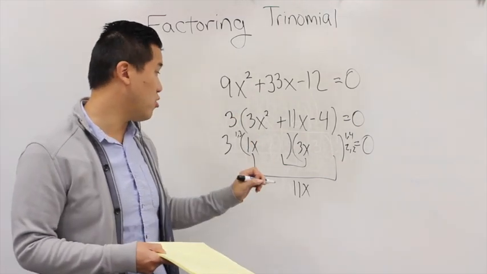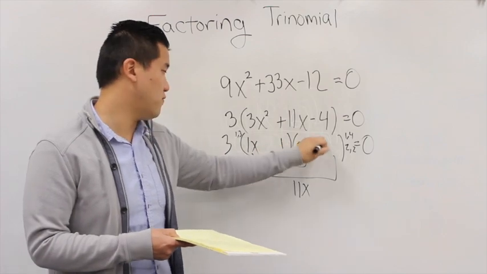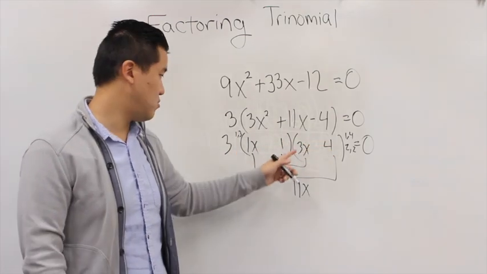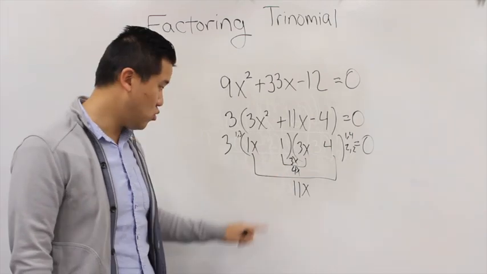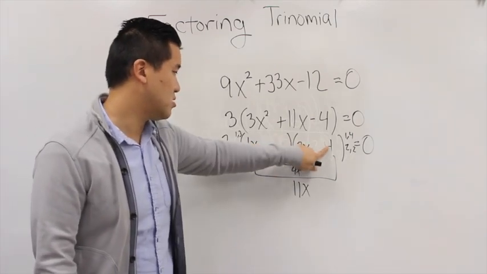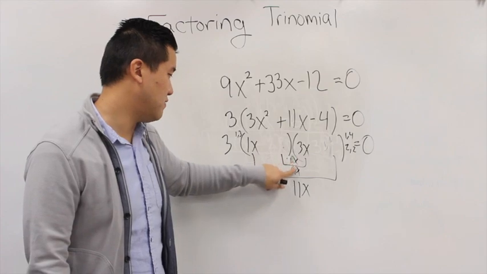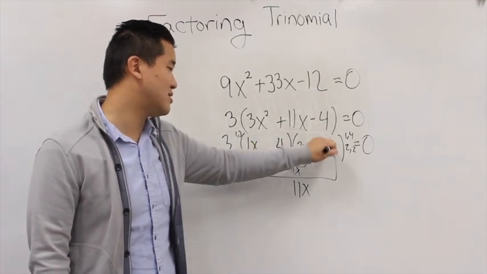Let's try 1 and 4. Let's try 1 here and 4 there. We're just testing it. Right here you get 3x, you have 4x. Does that equal 11 somehow? No, that did not work. So we gotta flip it. Let's try flipping it. You get that.